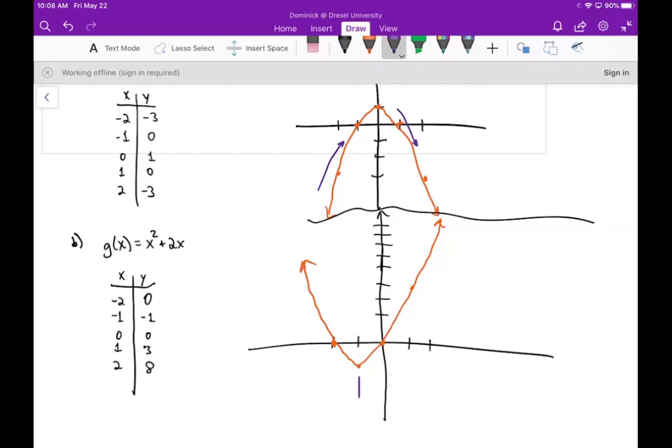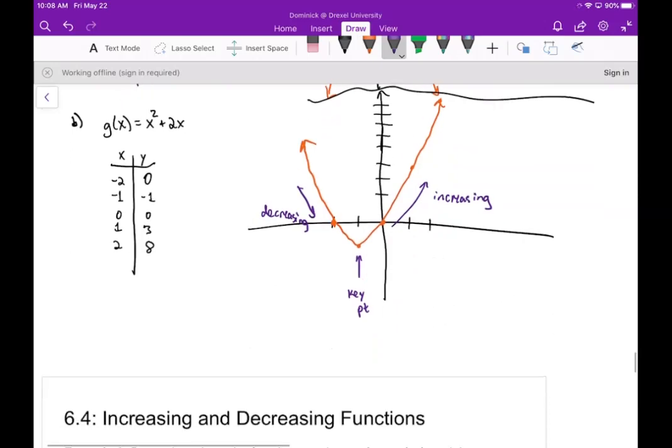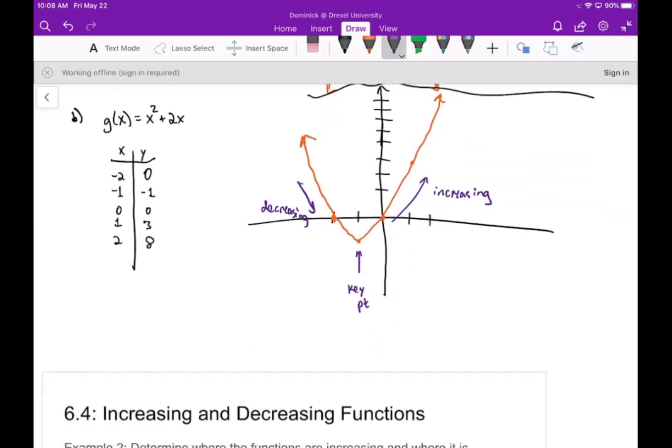Right, so now here we see that this is sort of the key point. To the left of that, we're decreasing, and to the right of that, we're increasing. Okay, so it looks like we're decreasing when x is less than -1 and increasing when x is greater than -1. Or we could say it's decreasing on -infinity to -1 and increasing on -1 to infinity. All right, so that's the idea there.